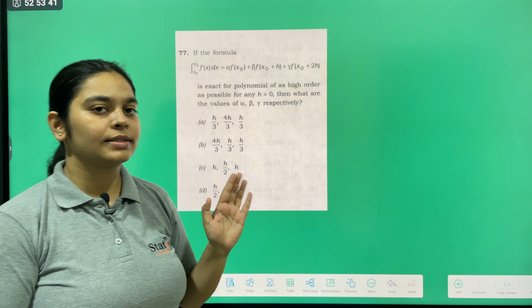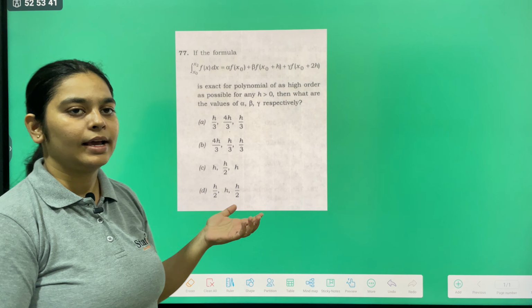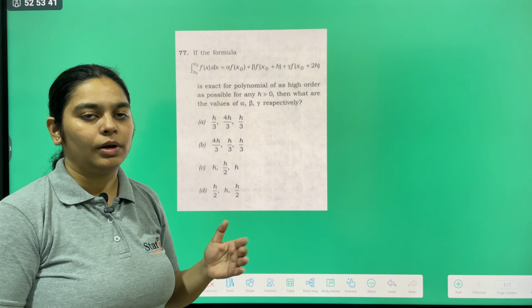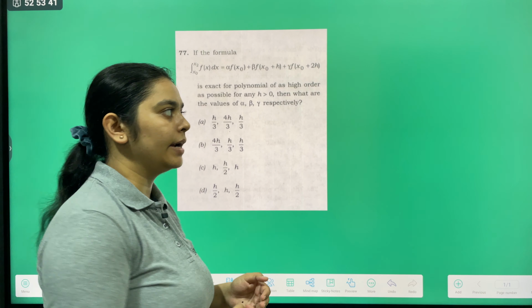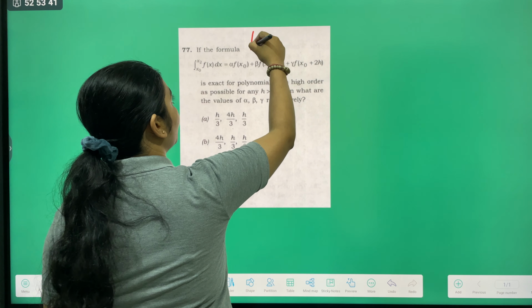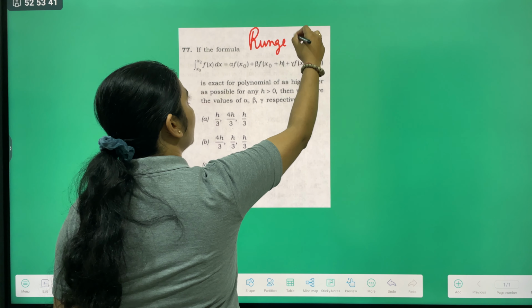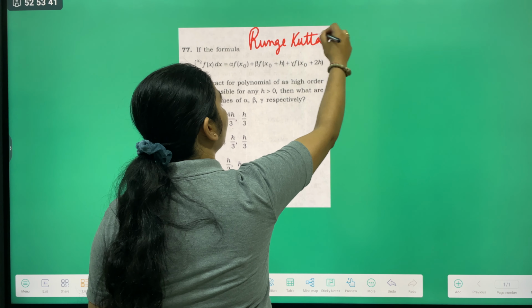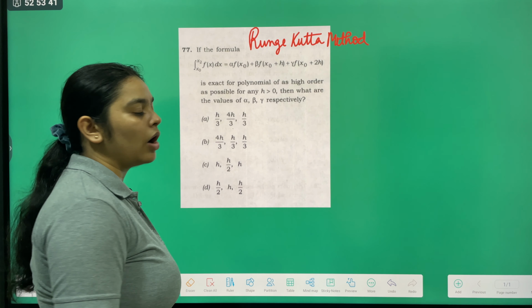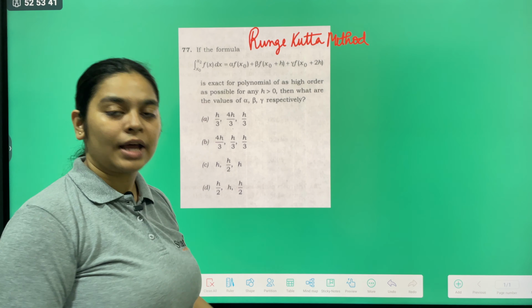Here they have made us confused by not providing us with what the formula is about. They have just given the direct formula. Now, if you know the concepts behind this, or if you know the Runge-Kutta method, then this is the formula of the Runge-Kutta method. Now, how do we solve this? We don't have to solve it.